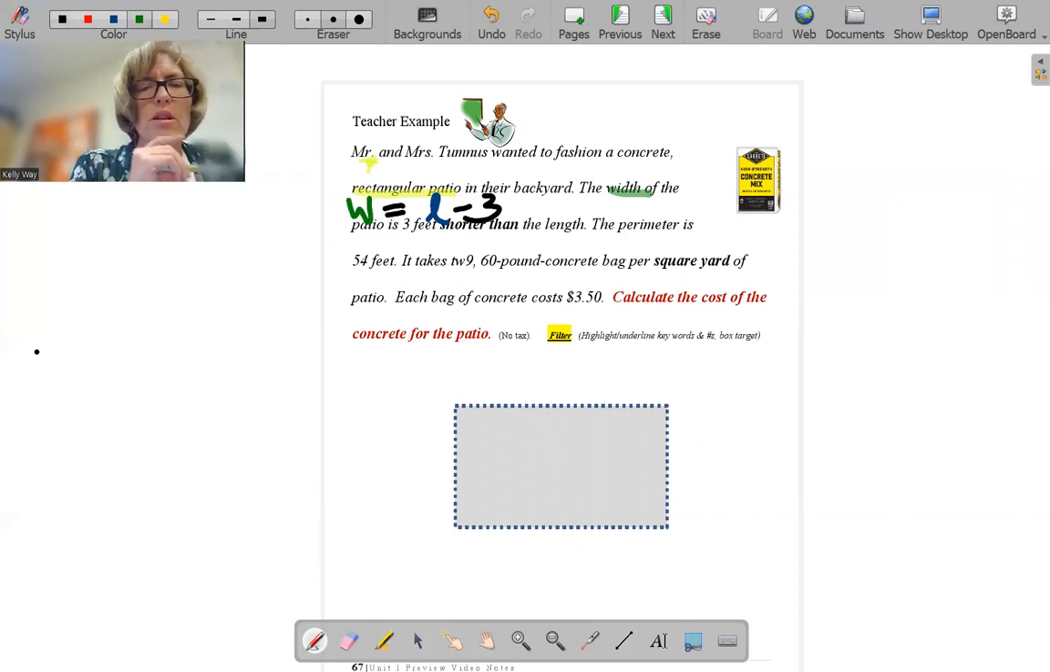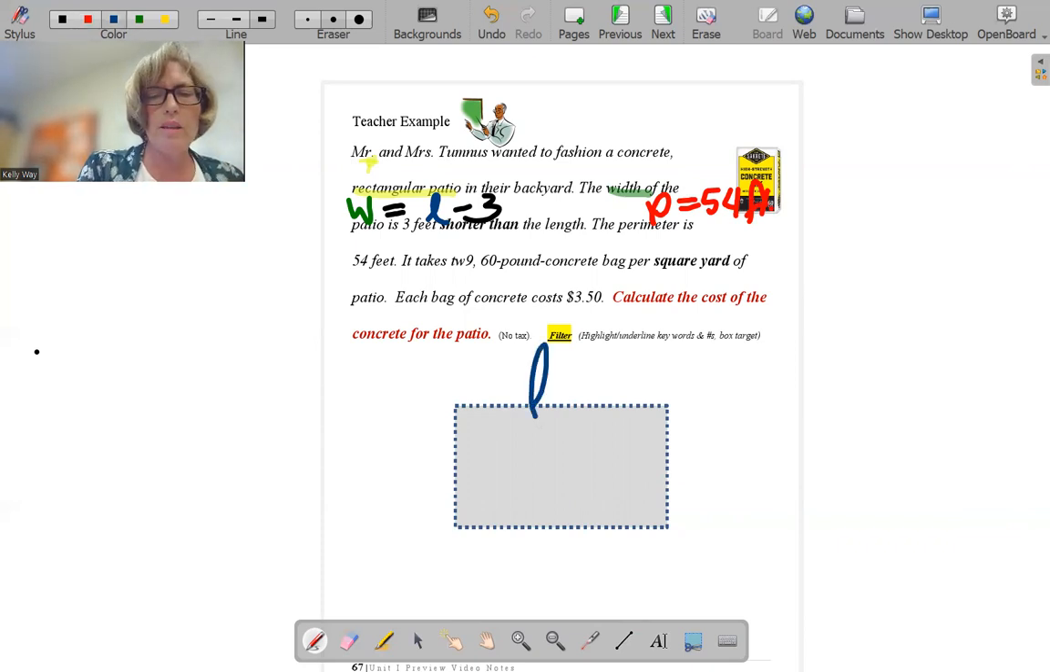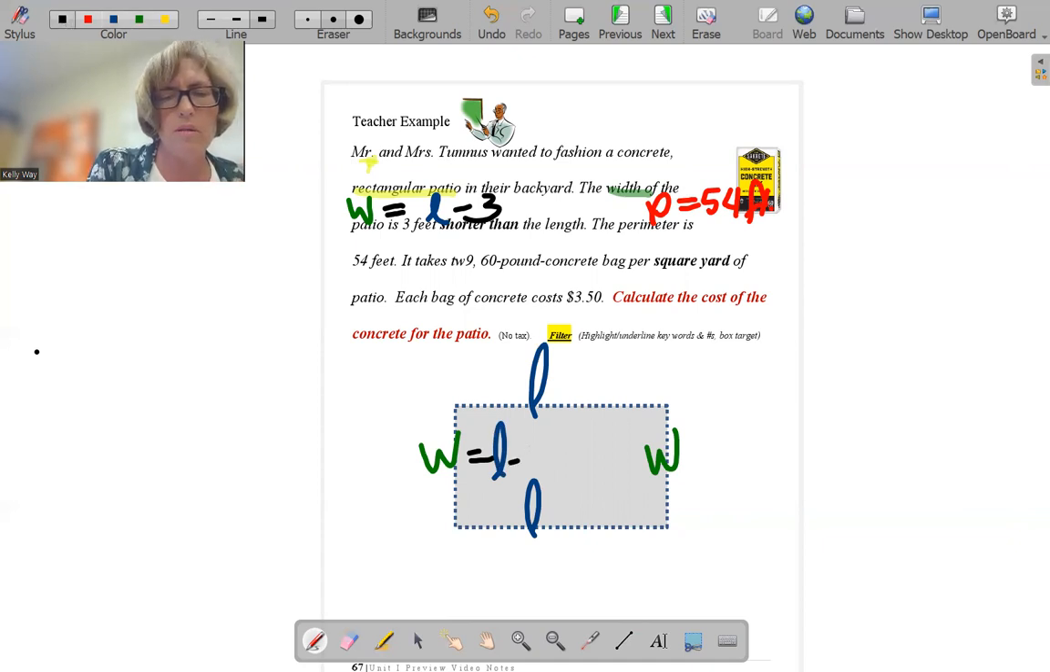Width is 3 feet shorter than the length. The perimeter is 54 feet all the way around. Now we start labeling stuff. Length, width. The width is whatever the length is minus 3 feet. Minus 3 feet. What else are we told?